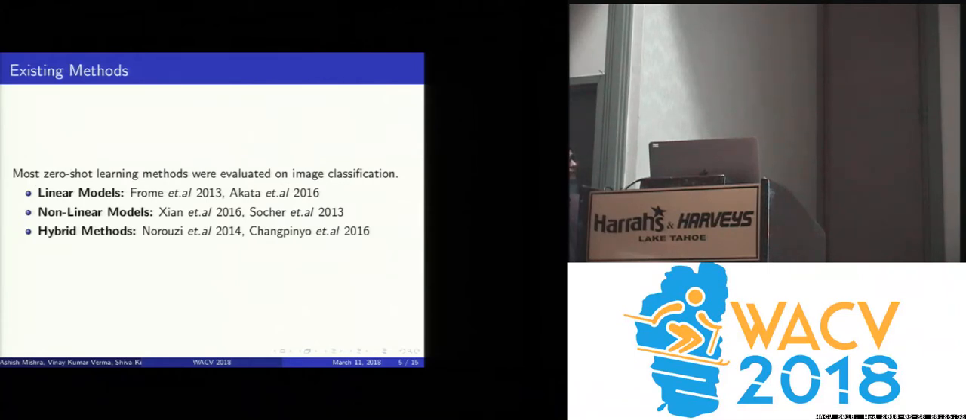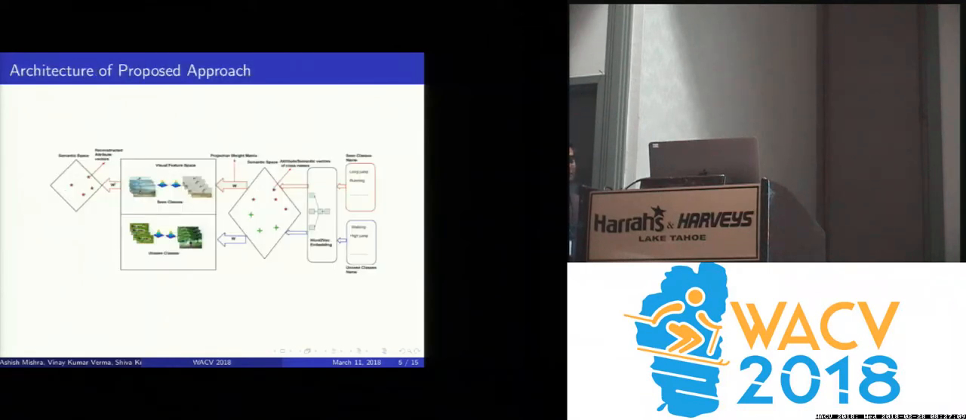A brief literature survey would be as follows. There are primarily three kinds of models that address zero-shot learning. Linear models use a linear projection from attribute space to image space. Non-linear models use a non-linear projection in the form of neural networks or otherwise. And there are other hybrid methods recently proposed.